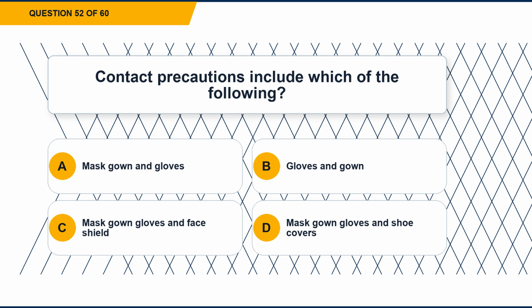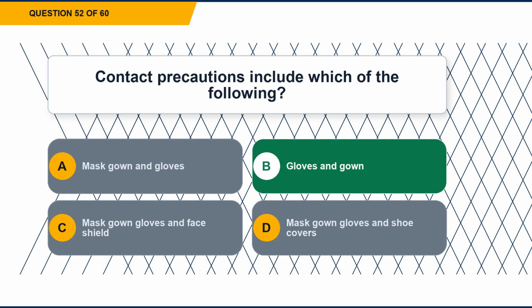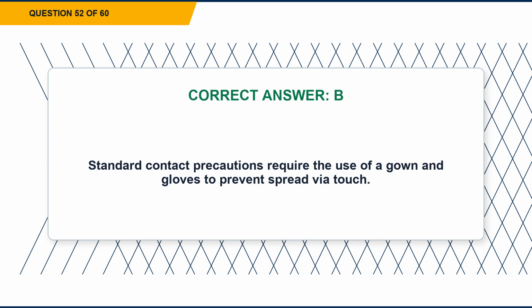Question 52. Contact precautions include which of the following? Option A. Mask, gown and gloves. Option B. Gloves and gown. Option C. Mask, gown, gloves and face shield. Option D. Mask, gown, gloves and shoe covers. The correct answer is option B. Gloves and gown. Explanation. Standard contact precautions require the use of a gown and gloves to prevent spread via touch.